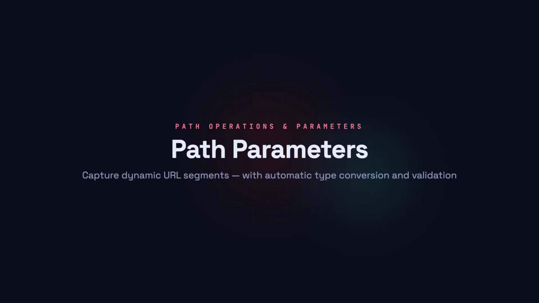In this video, we are looking at path parameters in FastAPI, a way to pull dynamic values directly out of the URL, have FastAPI convert them to the right Python type, and reject bad input automatically before your function ever runs. It is one of the first features you will reach for, and understanding it well sets you up for everything else in FastAPI.